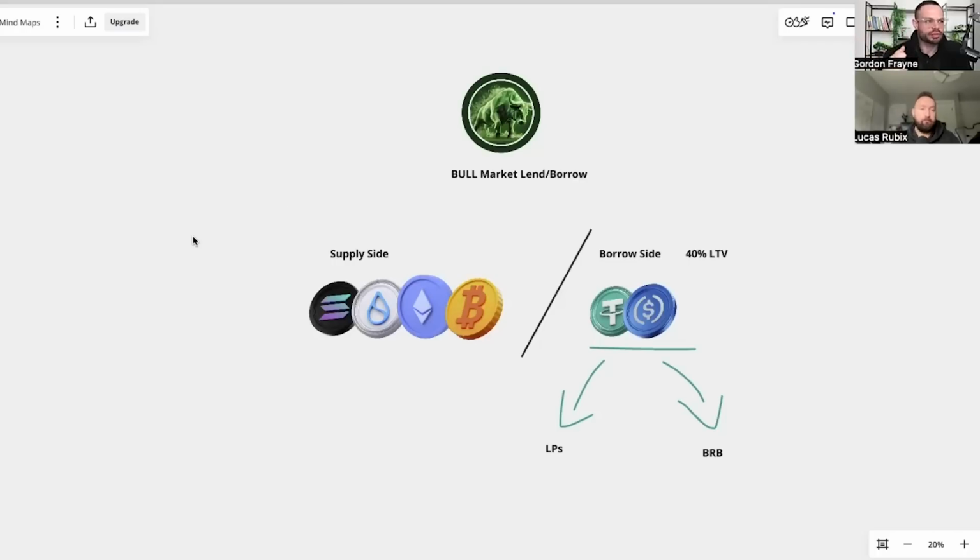And if you want to be levering up your exposure to the market, you can be executing a strategy to give yourself more exposure to volatile assets. But you need to do that in a very strategic way.